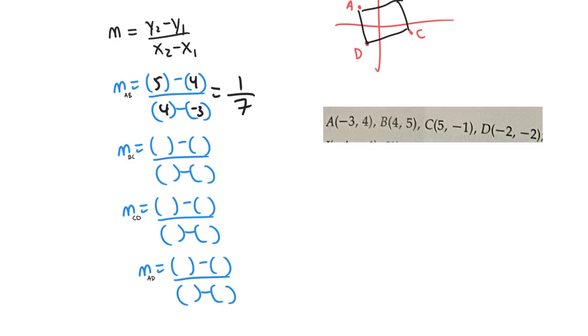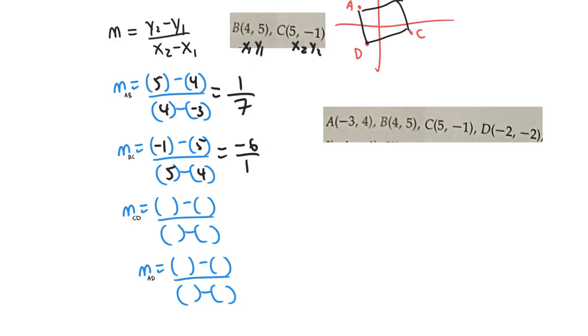Okay. Looking at the slope of BC. Well, BC is right here. We could call B x1, y1. We call C x2, y2. So then it's just -1 minus 5. And then we have a 5 minus a 4. And that would be -6 over 1. Okay. So that's that one.